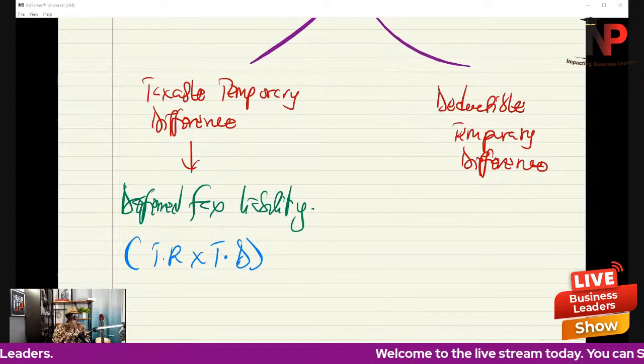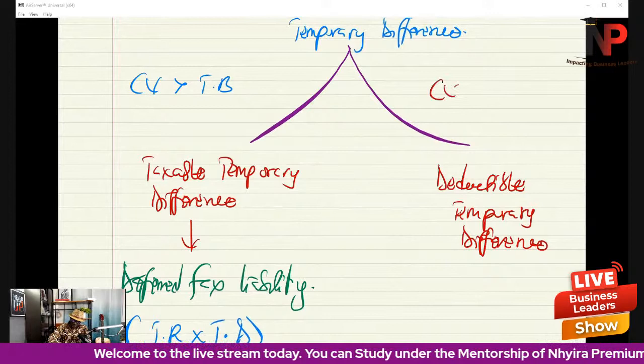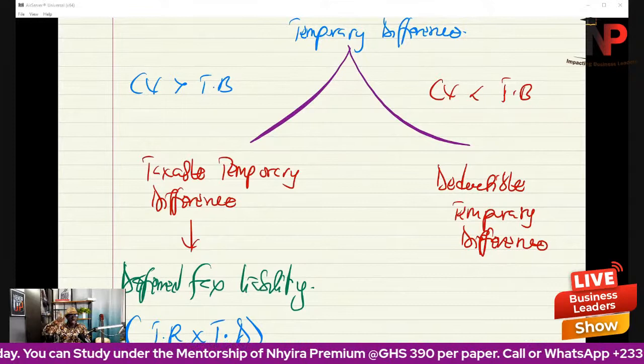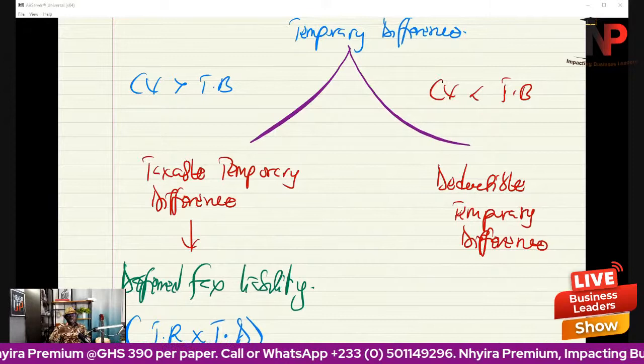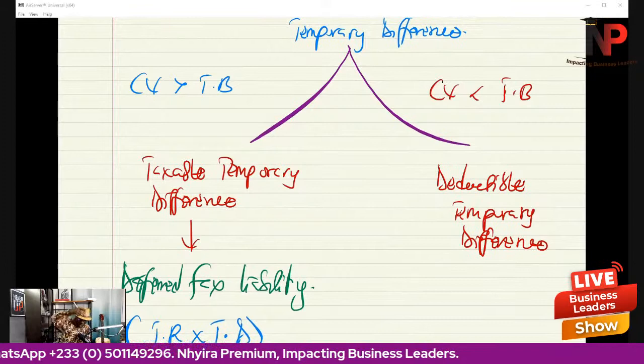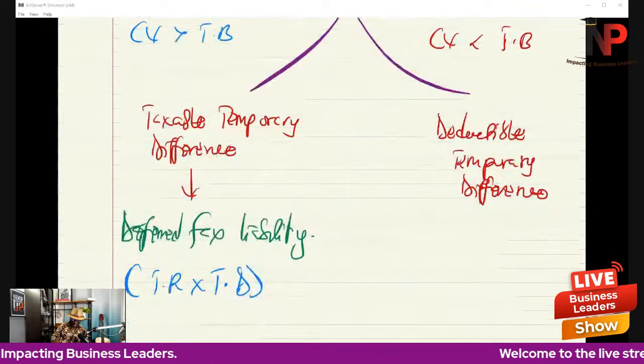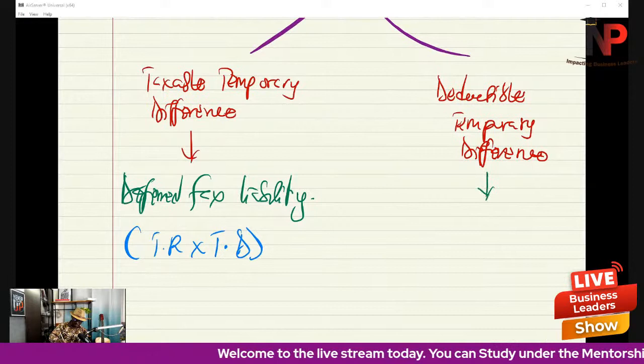If it happens that your carrying amount is less than the tax base, it means the tax authority is carrying the item at an amount higher than the way you are carrying it in your books. It means if you dispose of that asset right now, you're going to be making a loss. If you make a loss, then the tax authority would have to give you a tax credit. So that tax credit is what we refer to as a deductible temporary difference, and that deductible temporary difference results in what we call a deferred tax asset.